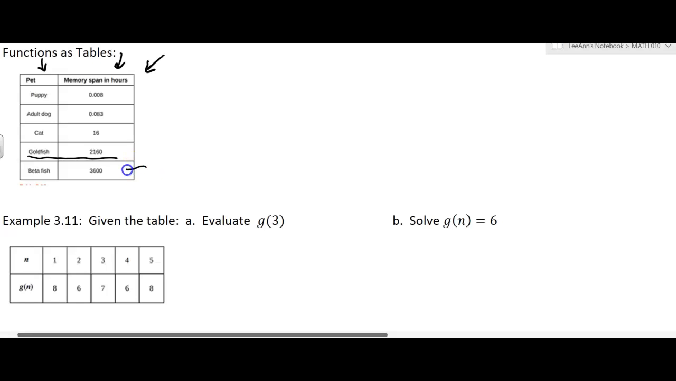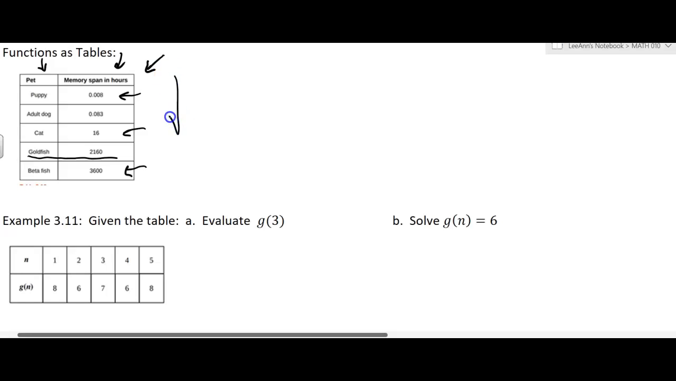The betta fish, man, they have a really long memory, I guess. But a puppy, not so much. Not even an hour, right? 0.008 hours, or 8 thousandths of an hour. Okay, a cat can remember something for 16 hours. I don't know. This is just some information about how we read the table.